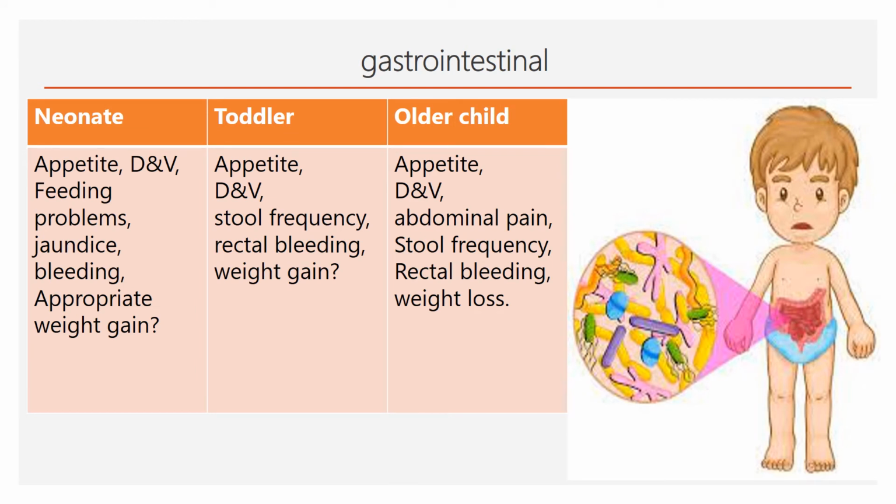At the neonate, check the appetite, diarrhea and vomiting, feeding problems, jaundice, bleeding, appropriate weight gain. At the toddler, check also the appetite, diarrhea and vomiting, stool frequency, rectal bleeding, and weight gain. At the older child, check the appetite, diarrhea and vomiting, abdominal pain, stool frequency, rectal bleeding, weight loss.